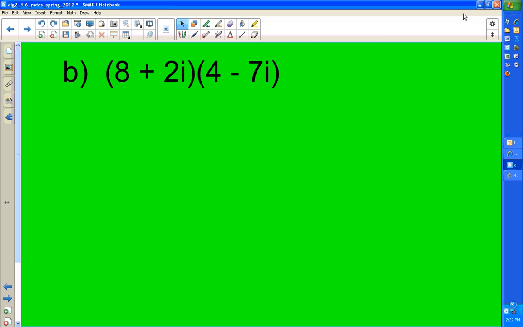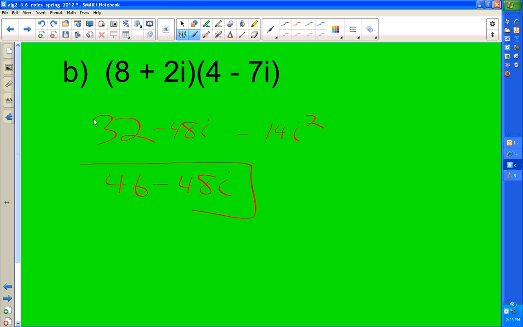See if we can do the monkey method here. Now, how much you show is up to you. 32, negative 14i squared. 8i and negative 56i is negative 48i. What's i squared equal? Negative 1. So negative 14 times negative 1 will be a plus 14. So 46 minus 48i. The end.